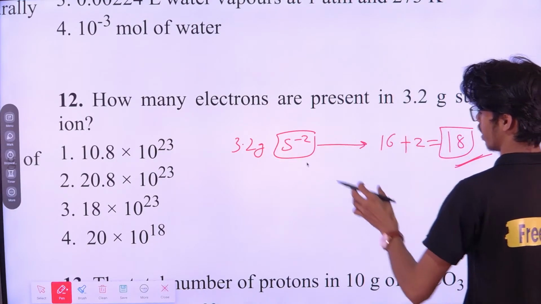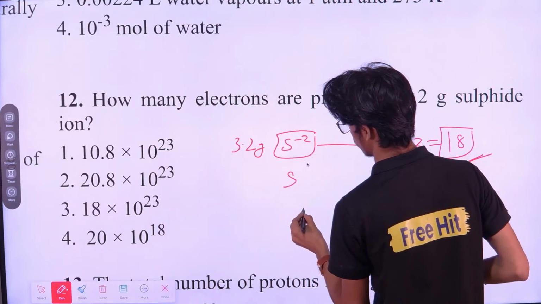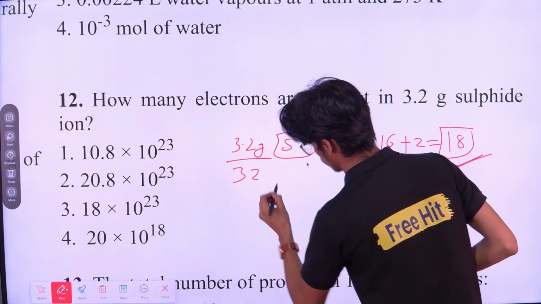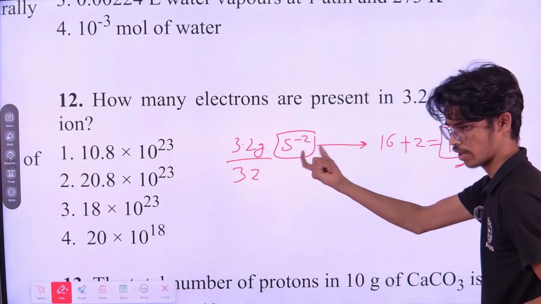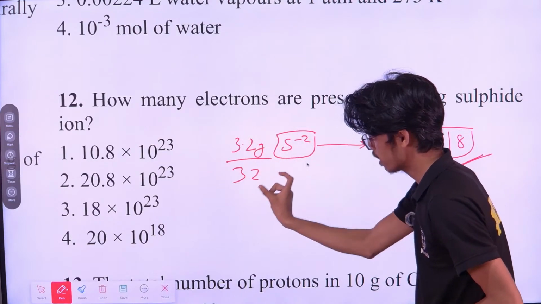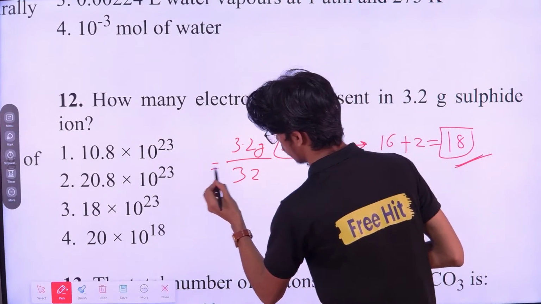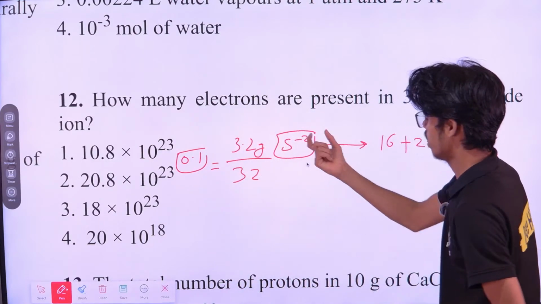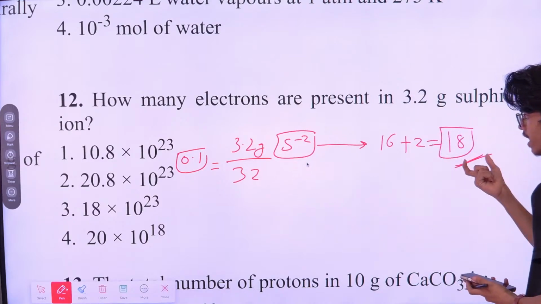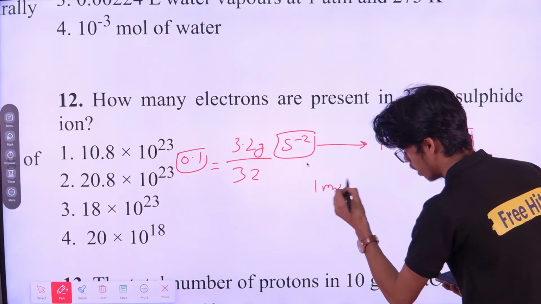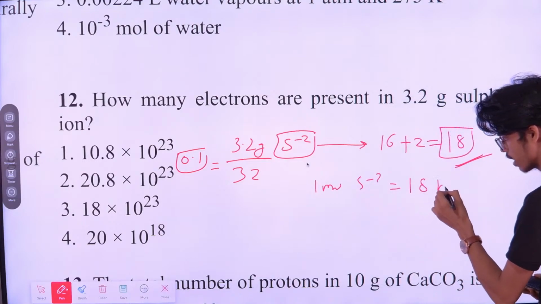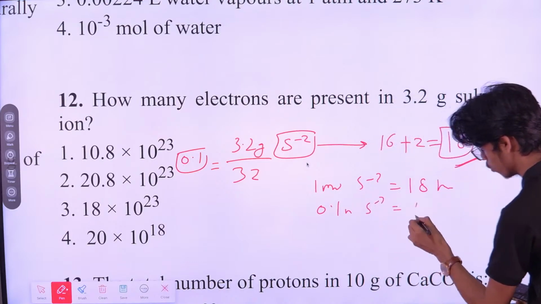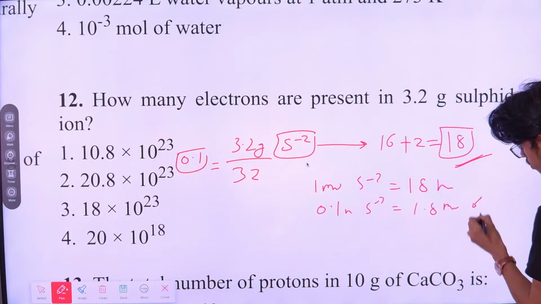So we are dividing with 32. See, one sulfide ion. Whatever the mass is, we divide it by the molecular weight. We got how much? 0.1 moles. Remember, this is the given moles. Now remember, in 1 mole of sulfide ion, there are 18 electrons. So 1 mole of S2 negative will have 18 moles of electrons, right? So 0.1 mole of S2 negative will have 1.8 moles of electrons, right?